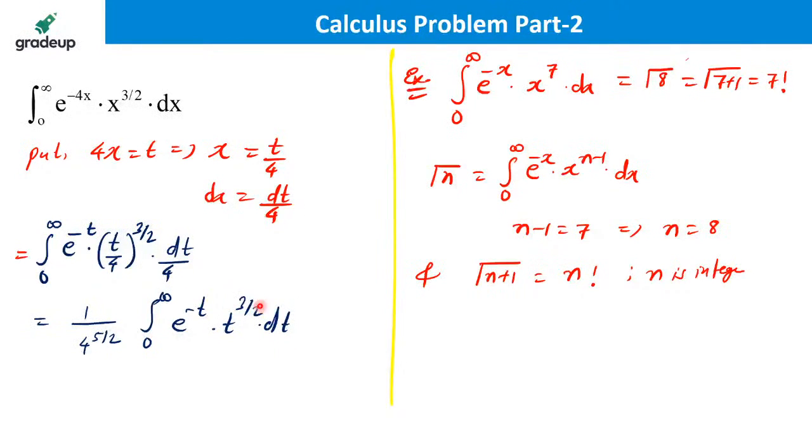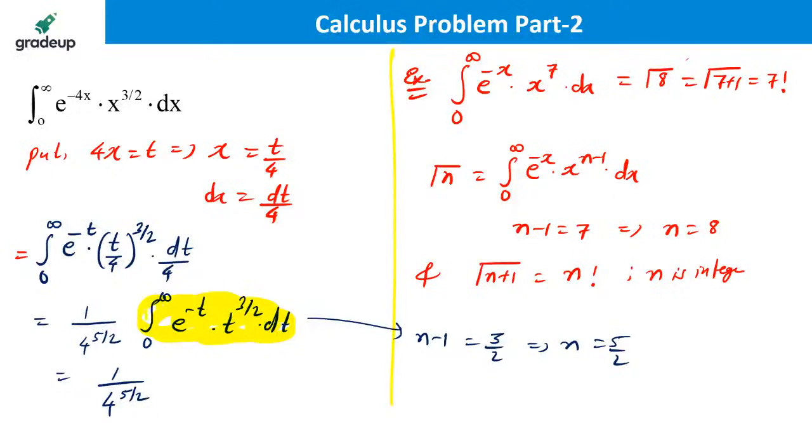Now this integration can be converted to gamma function. How? Here n minus 1 is 3 by 2. So n will be 5 by 2. So you can write this as 1 upon 4 to the power 5 by 2 in the denominator, and this integration can be written as gamma n. But what is the value of n? Value of n will be 5 by 2. So the answer will be gamma 5 by 2.